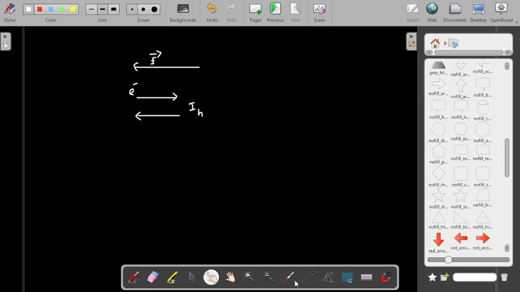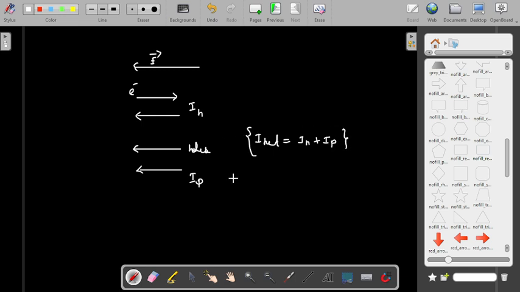Similar to that, holes will move in some direction. Holes will move aligned in the direction of the electric field. The same electric field will be produced in the same direction. So this is the holes movement. This is IP. So there will be a net current: I net will be IN plus IP. This is how current is produced because of the movement of minority and majority charge carriers in p-type.